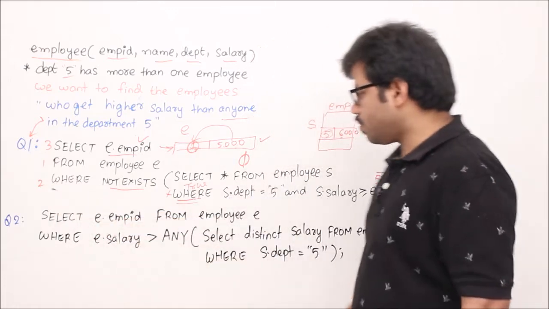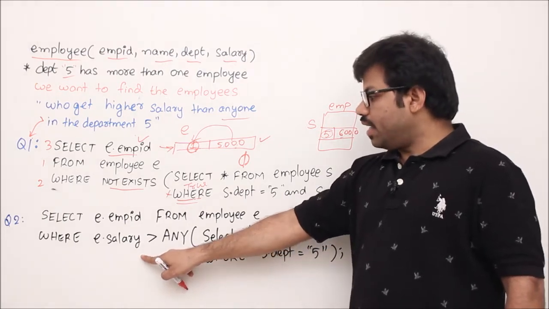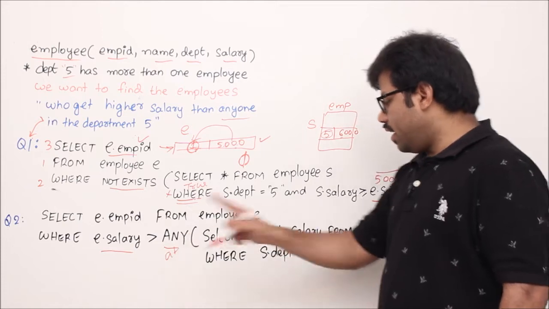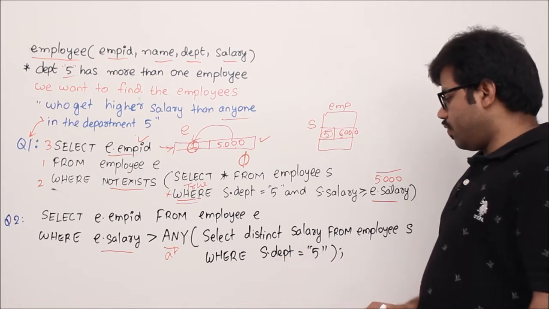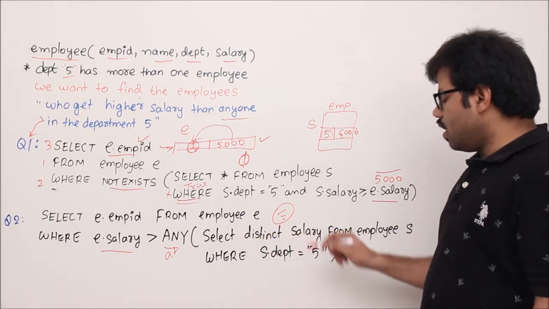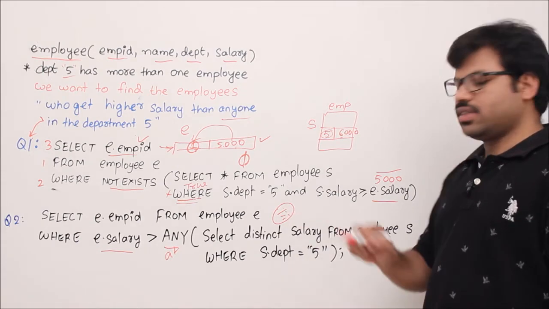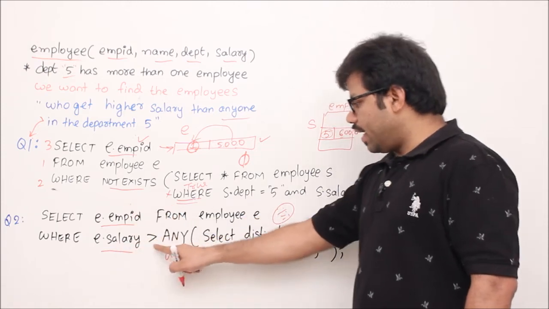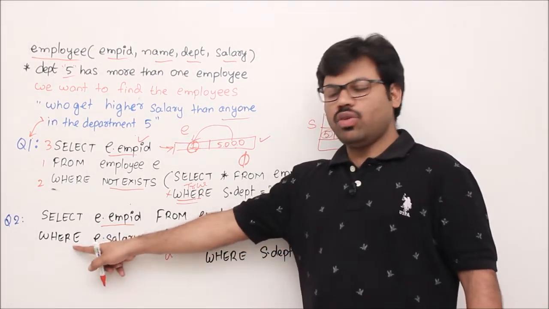Now see query number 2. Select employee ID from employees where E.salary is greater than ANY, which means at least one. Here we have the distinct salaries from employees where S.department equals 5. This subquery's output is all the salaries, which are of course distinct, from department 5. These are all department 5 salaries. Now for the employee ID to be printed, if his salary is greater than at least one person in department 5, this where condition will automatically be true and we print it.